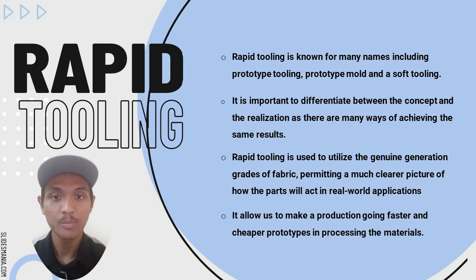Then, we have rapid tooling. Rapid tooling is known for many names including prototyping tooling, prototype mold, soft tooling, hard tooling, direct tooling, and also indirect tooling. It is important to differentiate between the concept and the realization as there are many ways of achieving the same result. Rapid tooling is used to utilize the genuine production grade of materials, permitting a much clearer picture of how the parts will act in real-world application.